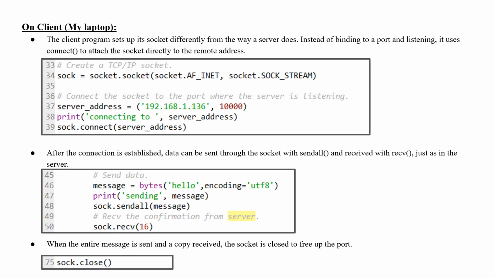On the client side, the code is basically the same. We start by creating a socket and setting the server address and the port number. After the connection is established, data can be sent through the socket with the sendall command and received with the receive command, just as in the server. And after the entire message is sent and the copy received, the socket should be closed to free up the port. And then we come to the result part.